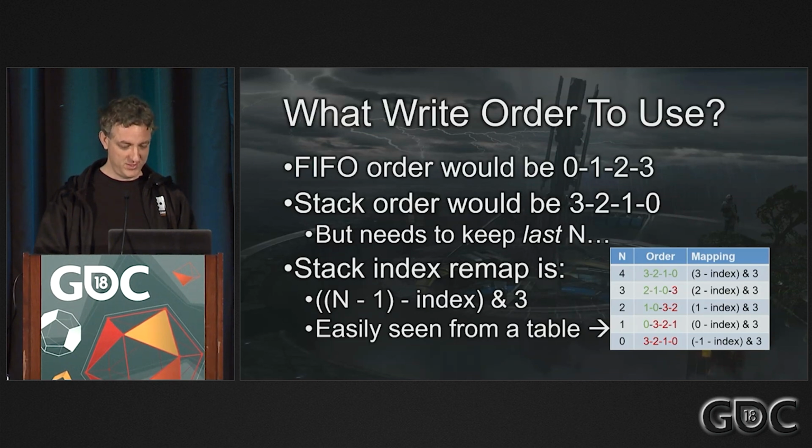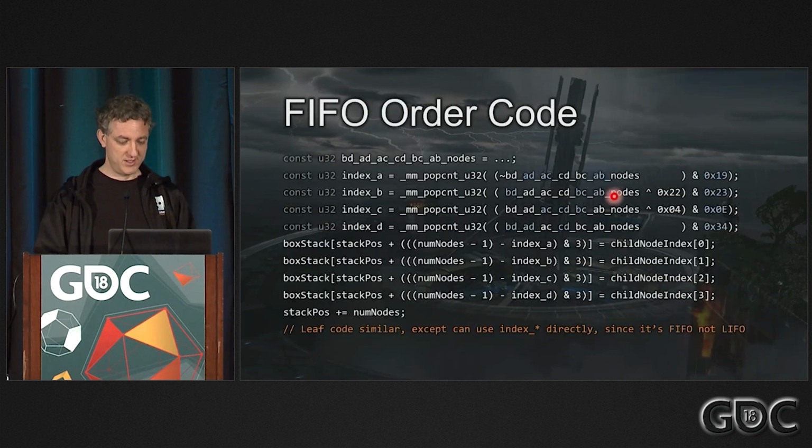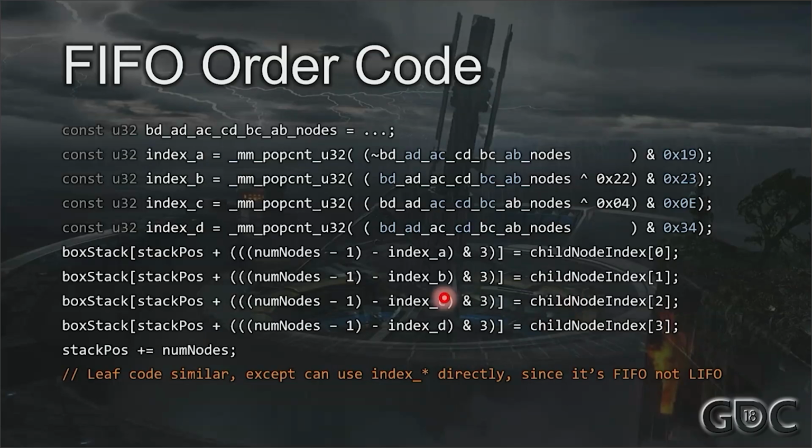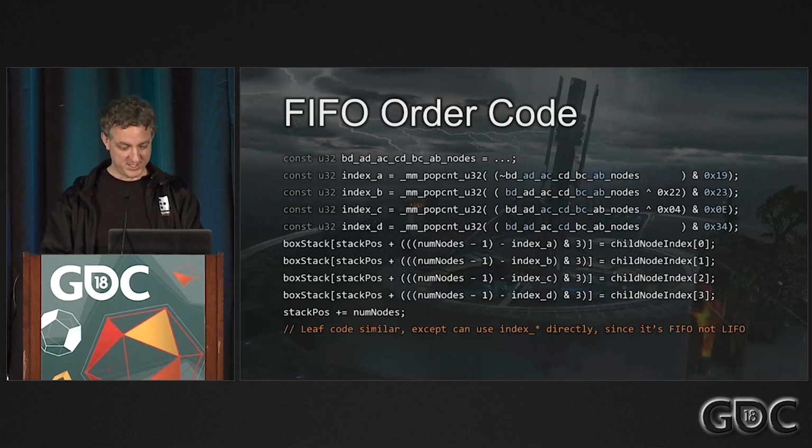So if you look at it, this is what you need to do. And here's a table. If I want to keep all 4, I want this order. If I want to keep 3, I want this order. And you just notice this works, and it's solving a puzzle again. And you get this code. This we've seen before. This is the new code. This is just that thing I just showed on the previous slide that remaps indexes. And that's how we do front-to-back depth-first traversal. That's pretty cool. Not much code. No branches.